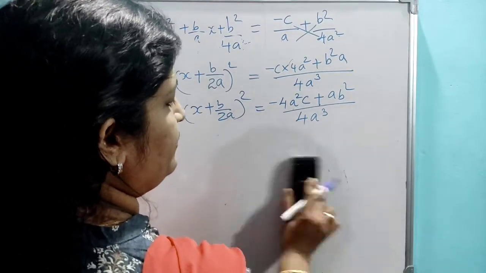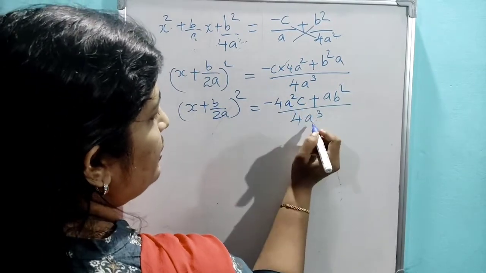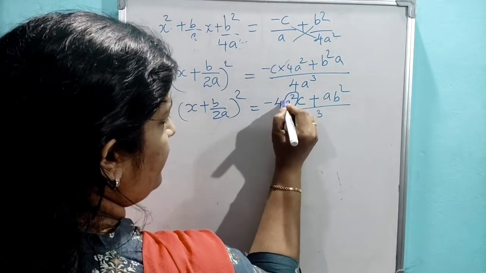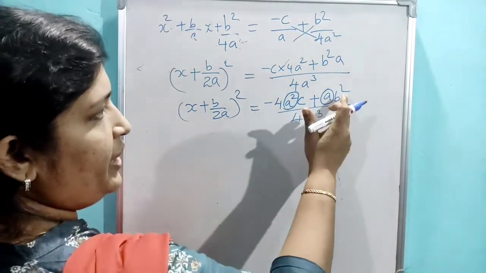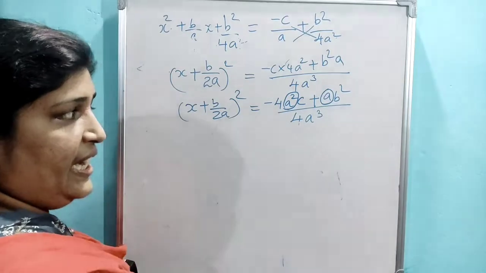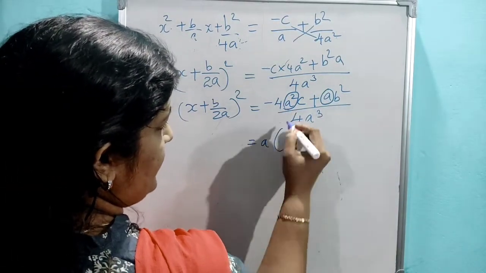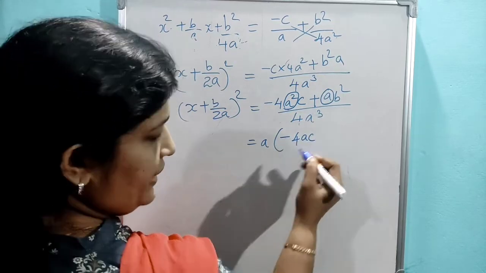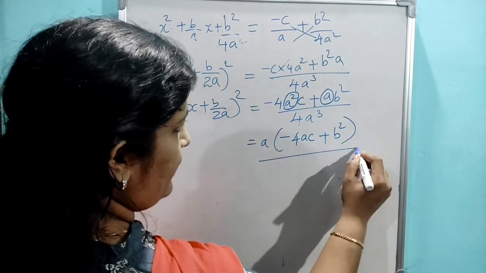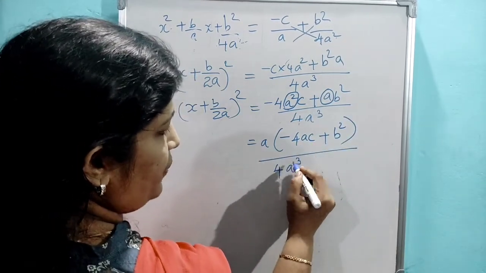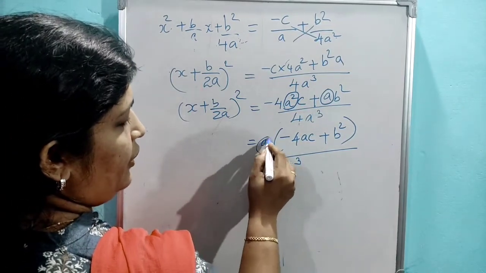So the next step was, see here we can see a, a square and a. That means one a is common here. So take that a outside. Then inside the bracket we have minus 4ac, and here we have plus b square, divided by 4a cube.